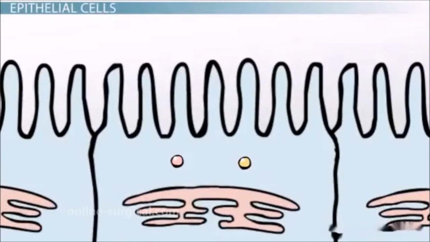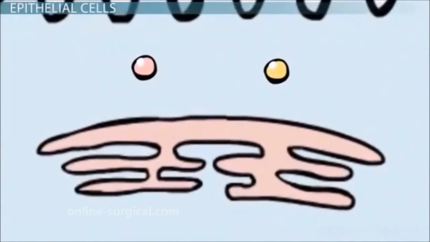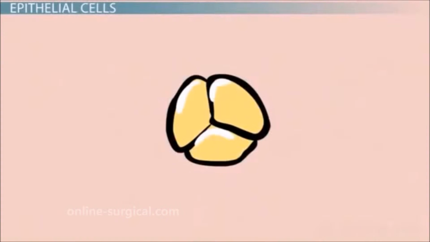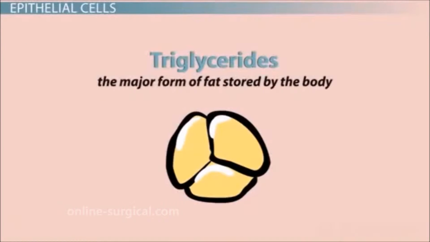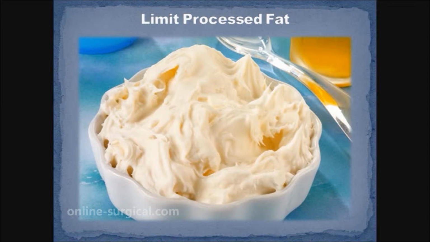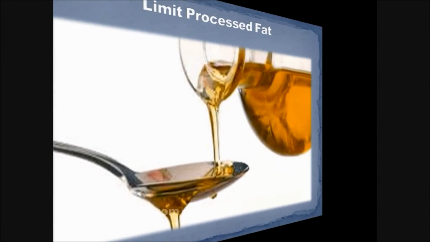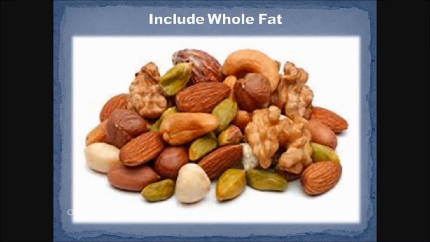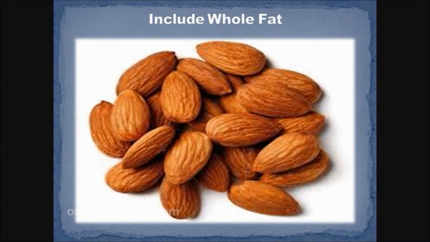These fatty acids, once inside the intestinal epithelial cell, are resynthesized by the endoplasmic reticulum into an absorbable form of fat called triglycerides. Triglycerides are the major form of fat stored by our body. Conclusion: fat digestion involves multiple steps and enzymes as compared to proteins and carbohydrates. Diabetic patients should limit consumption of processed fats, like oils, and incorporate whole fat foods such as nuts in their meal plan.